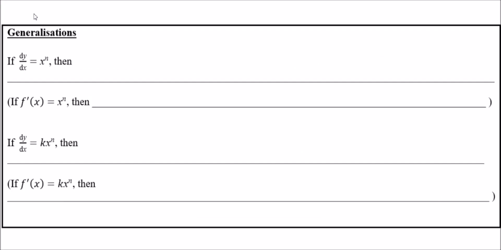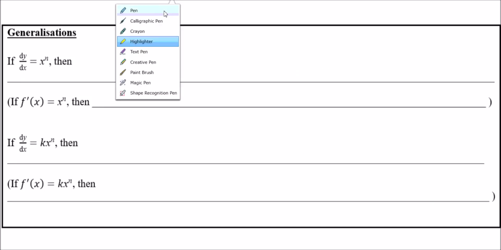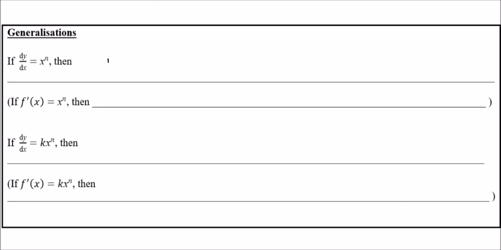So in general, just to get this point across, if you've got a derivative function, gradient function, dy by dx equals x to the power n, then for the original function, y, we increase the power of x by 1, and we divide through by this new power. And we also include the constant of integration just in case. So always do plus c, where c equals the constant of integration.